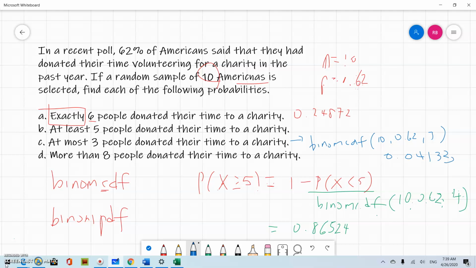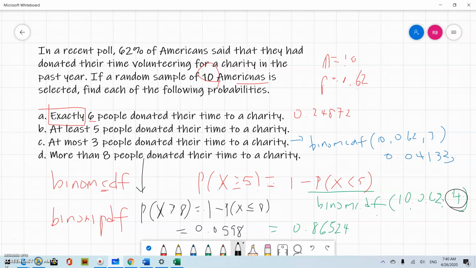More than 8 people donating, so that's the last one. This one is more than 8. So I can write it as 1 minus less than or equal to 8. You need to use binomial CDF where the last number is 8. So let's do that. Binomial CDF 10, 0.62 and 8. And 1 minus that number is 0.0598.